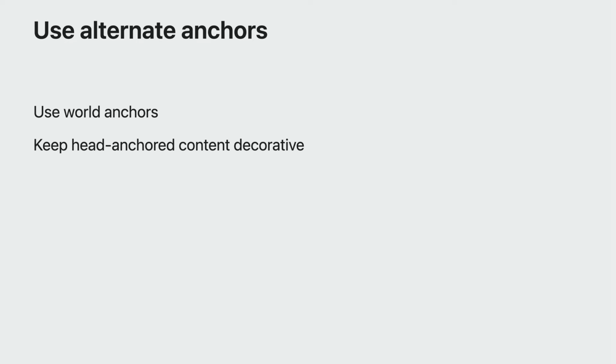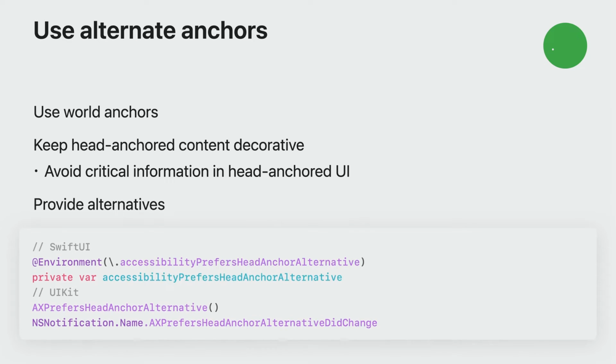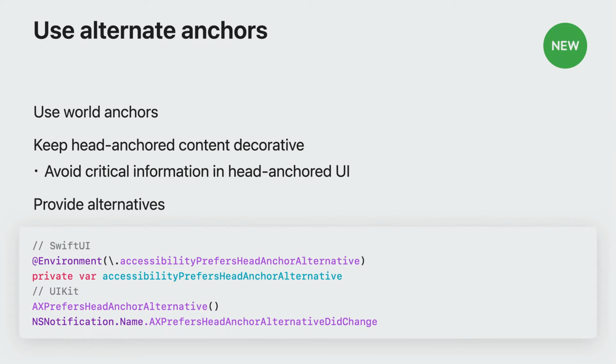In the rare cases where it's absolutely necessary to use head anchors, keep the content decorative. Critical information should not only be accessible through head-anchored content. Always provide alternatives for head anchors, even when they might be the best mainstream experience in your app. The new Accessibility Prefers Head Anchor Alternative environment variable in SwiftUI, and the AX Prefers Head Anchor Alternative API in the Accessibility Framework let you know when you should use alternate anchors. Observe these APIs anywhere your app employs head anchors.